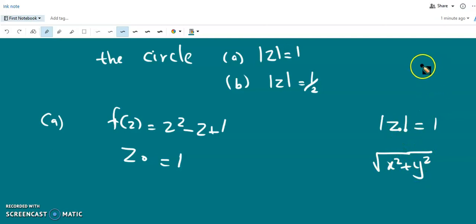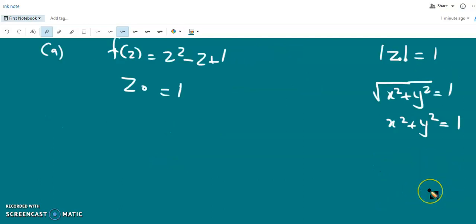If z is equal to x plus iy, then mod z is root of x square plus y square equal to 1. So x square plus y square is 1. This is the equation of a circle with radius 1. So this is our contour. The contour is a circle with center 0 and radius 1.